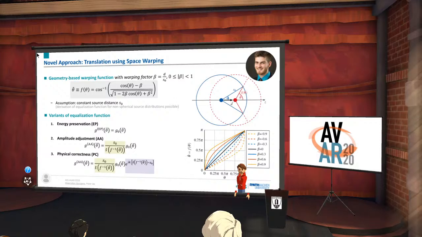So intuitively, we would say that energy preservation maybe is not that good, because if we approach a source, we assume that there's more energy in the signal. And the third flavor also, besides the amplitude adjustment, introduces a phase term to correct for the phase, because the first 2 variants don't care about the phase. So now we have 3 equalization functions, and in our evaluation you will see how we will have some problems with the physically correct variant.